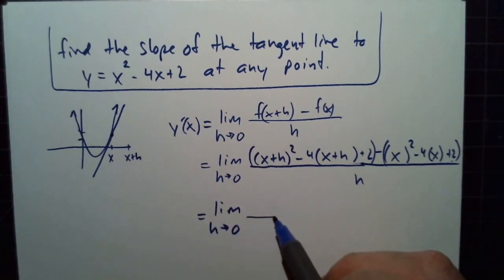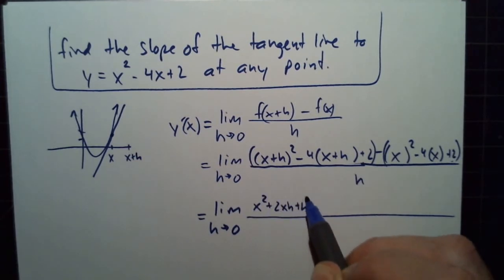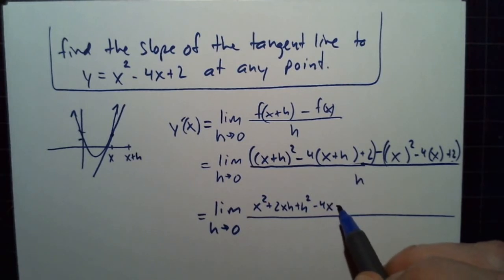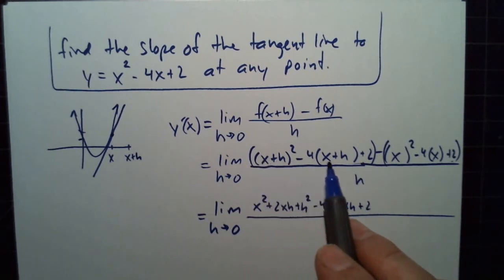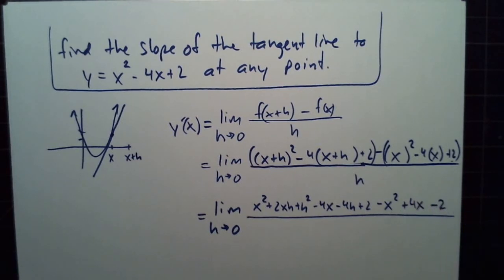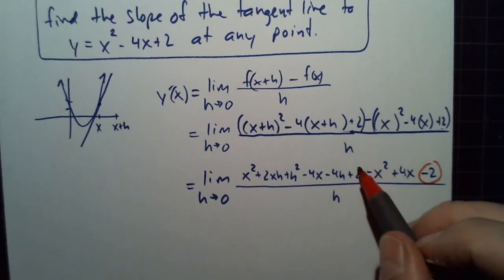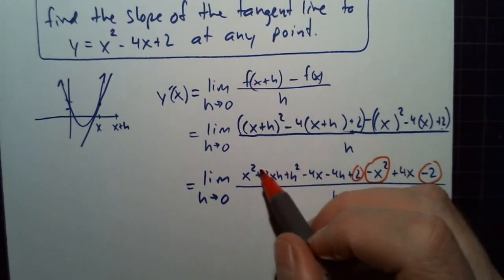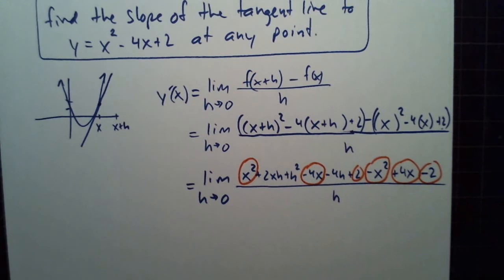And if we expand everything, we have x squared plus 2xh plus h squared minus 4x minus 4h plus 2. That is all from there. Then we have minus x squared plus 4x minus 2. And we have zero sums: negative 2 plus 2, negative x squared, positive x squared, positive 4x, negative 4x.